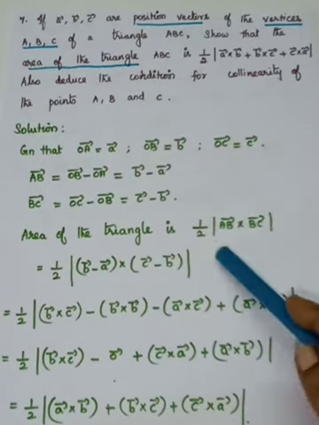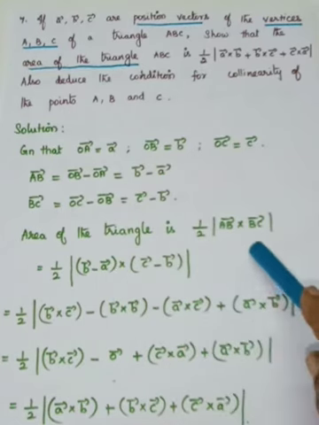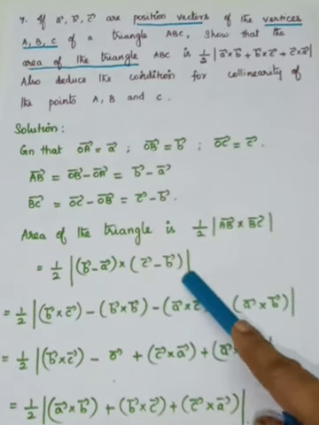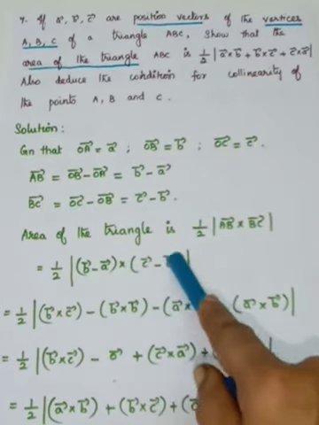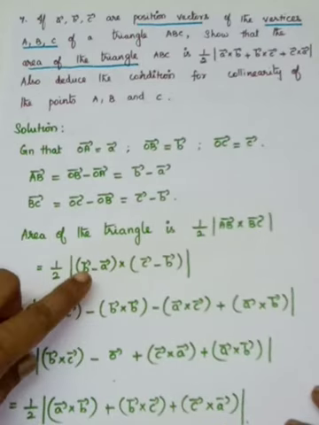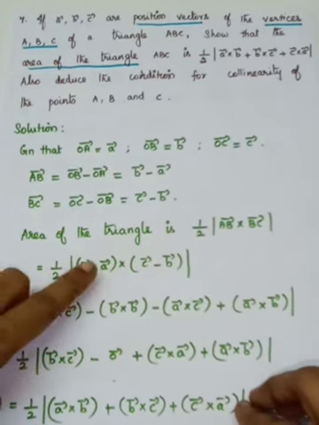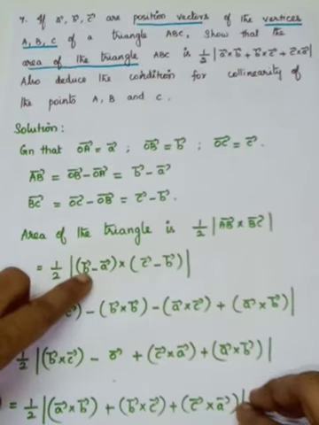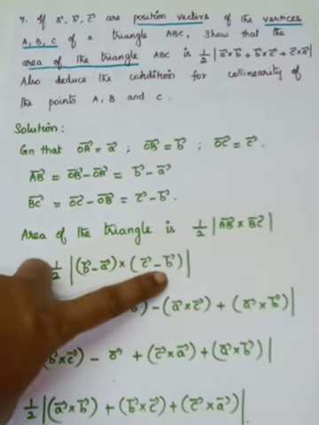You just write AB vector. What is it? B vector minus A vector. Cross BC vector, which is C vector minus B vector. So here you are having a cross product, and in between it's a subtraction. So the vector product is distributive over subtraction also. While you are writing, you have to be careful. Take the first vector and distribute to the C vector. So B vector cross C vector. Next, you should not change the order. B vector cross minus B vector.